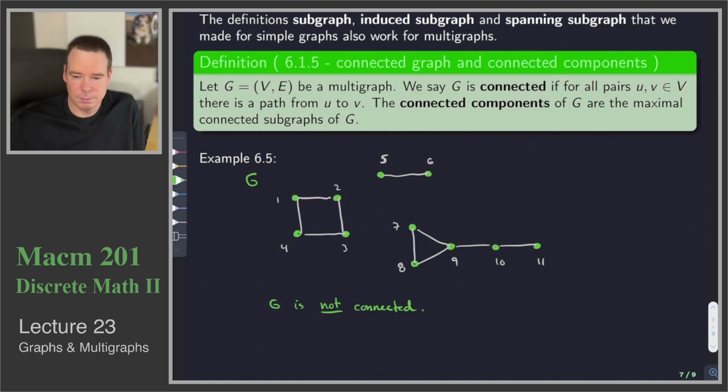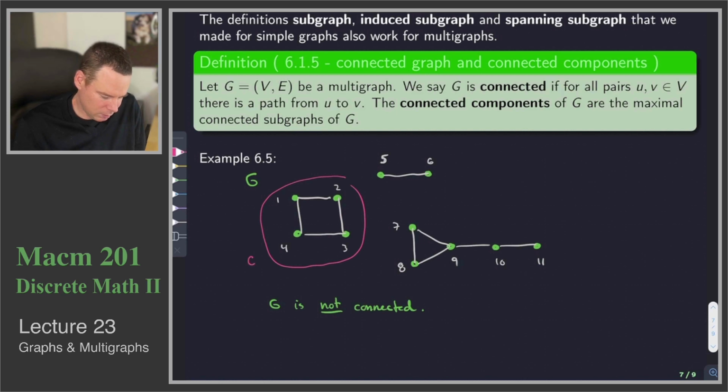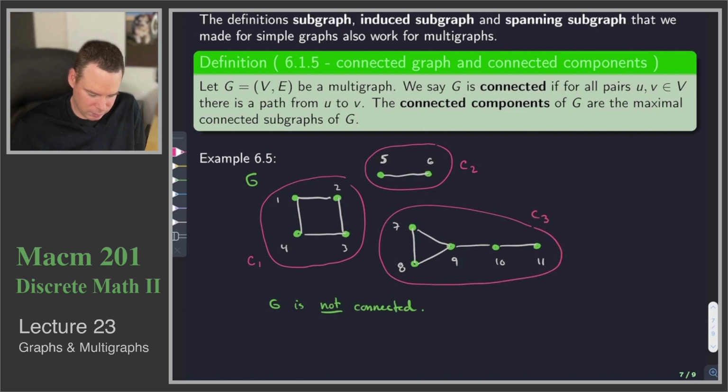Okay, so if it's not connected, what are the connected components? What are those subgraphs of G that are connected? This piece here, that's a connected subgraph. I can get from any vertex 1, 2, 3, or 4 to any other vertex 1, 2, 3, or 4. So I'll call this C1. This is a connected component. We'll call that C2. And this is a connected component. We'll call that C3. So we've got that G has 3 connected components, and I've labeled them C1, C2, C3.